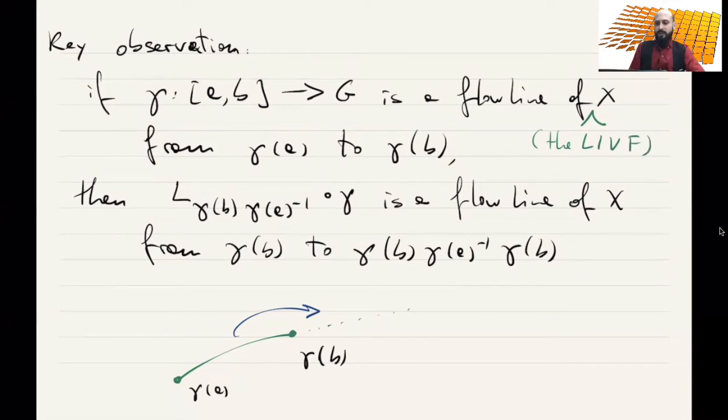So if I consider a piece of a flow line, and we know that for small time flow lines always exist, then I can just left translate and get another piece of a flow line. Altogether, I enlarge the domain of the flow line. This tells us the flow lines exist for all times. So the exponential map is well defined, and here are some properties of the exponential map.